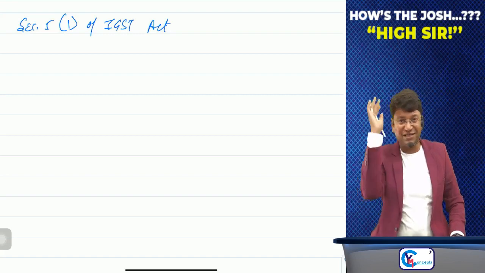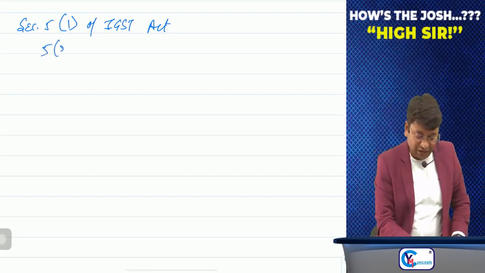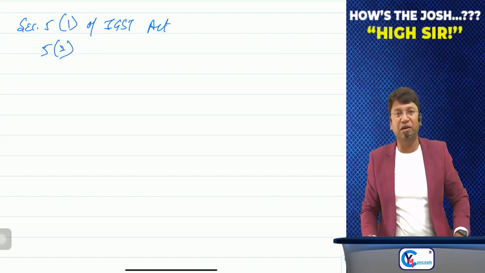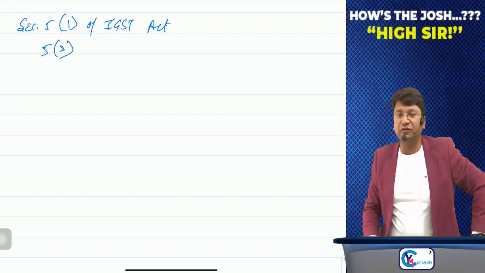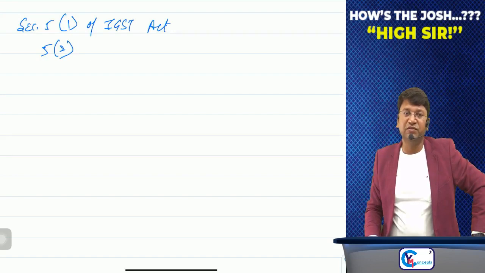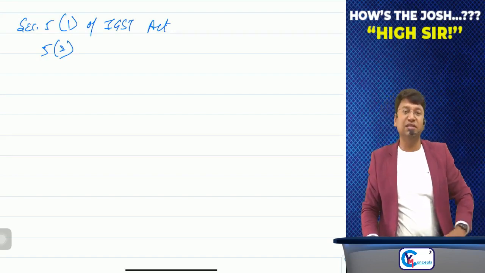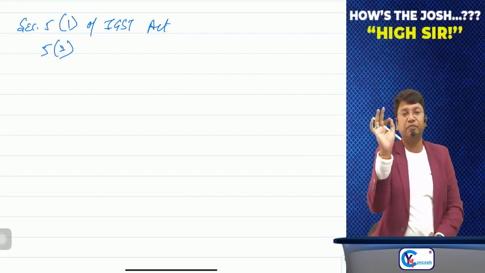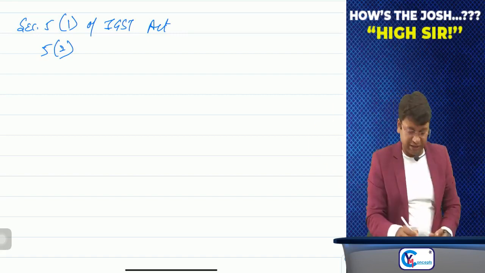It shall be payable by a taxable person. Section number 5 subsection 2 says that 5 goods: petroleum crude, high speed diesel, motor spirit commonly known as petrol, aviation turbine fuel, and natural gas. These are the goods which are kept out of the GST till the GST Council recommends that they be included in GST. As of now, these are goods which are not leviable to GST at all.